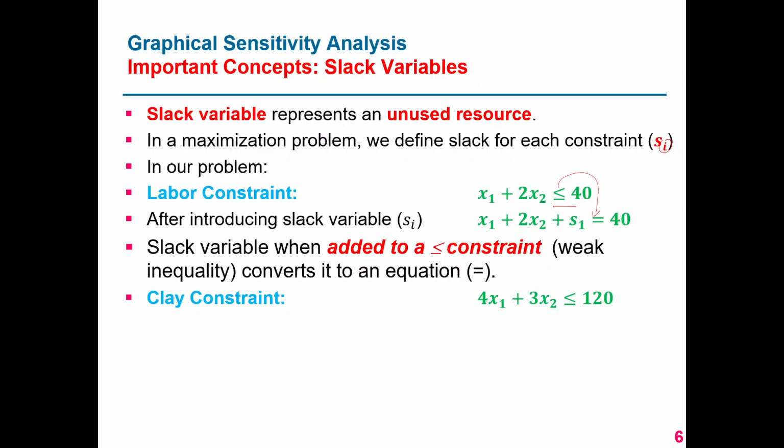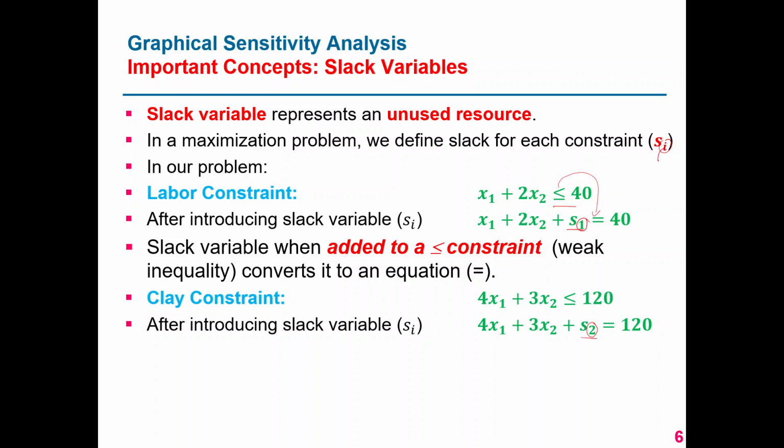In a similar fashion, we can write the clay constraint, which was 4x1 plus 3x2 less than or equal to 120. We will introduce the slack variable here. You can see that in the first labor constraint it was s1, and now this is s2. So 1 is for the first constraint, 2 is for the second constraint. Basically we have the general term i, which is just the number of the constraint. If we have 3 constraints, then we will also introduce s3.